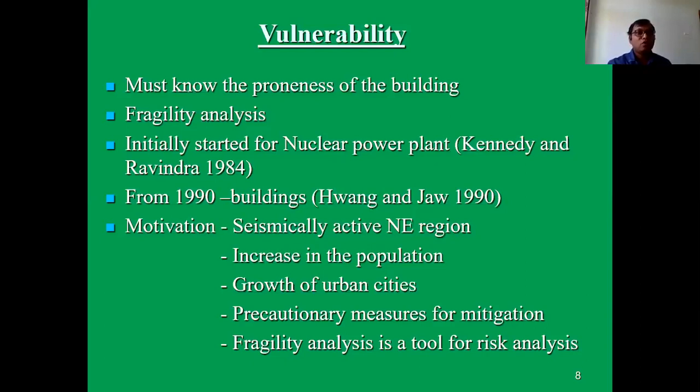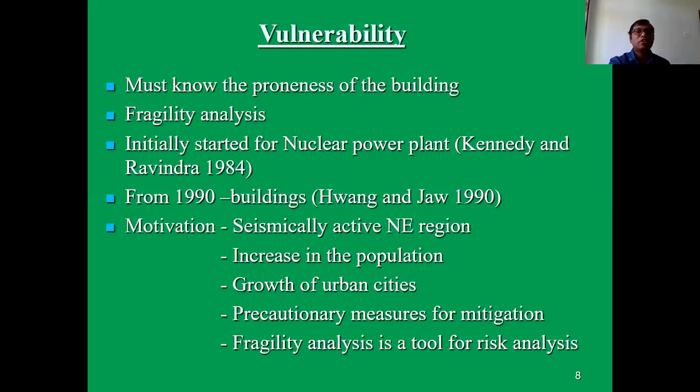And from that onwards, now we are using this kind of study in highly seismically active regions, like our northeast, Bhuj in Gujarat, the Kutch area. You will see that these are highly vulnerable, seismically active regions. So we have to give more attention to assess the vulnerability.